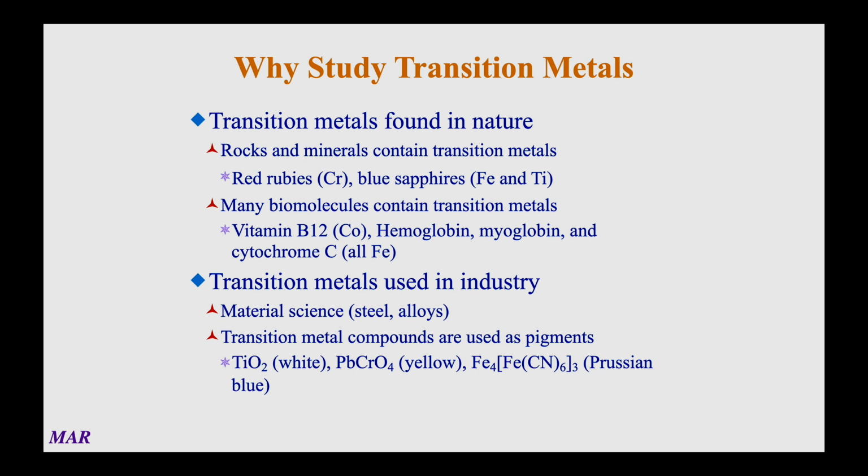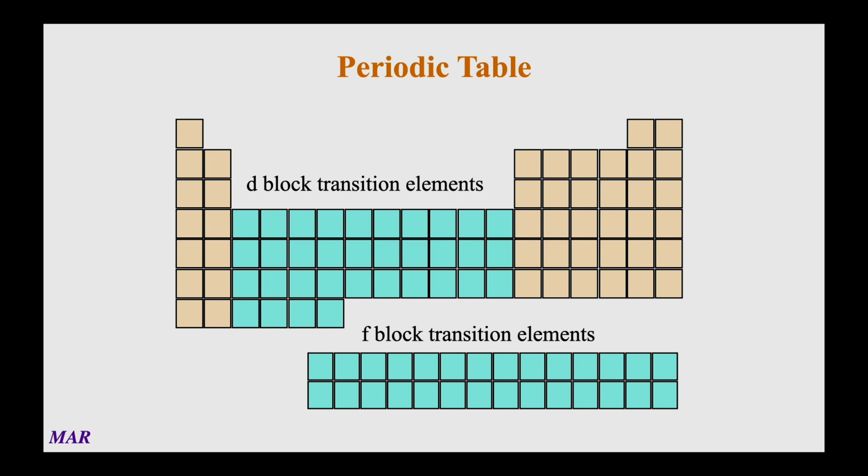Anyway, TiO2 is a white color, lead(II) chromate, PbCrO4, is a yellow color, and that Fe4[Fe(CN)6]3 thing, that's called Prussian blue, and it is a really beautiful blue if you've ever seen that particular transition compound. On the periodic table, the main group metals are the A groups, the two columns on the left-hand side and the 6 columns on the right-hand side. Those are the traditional main group metals.